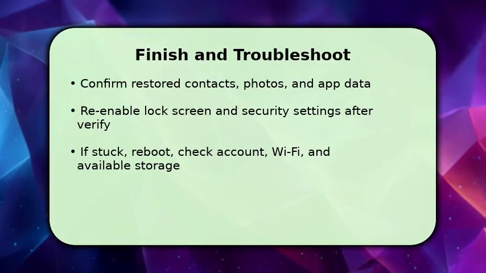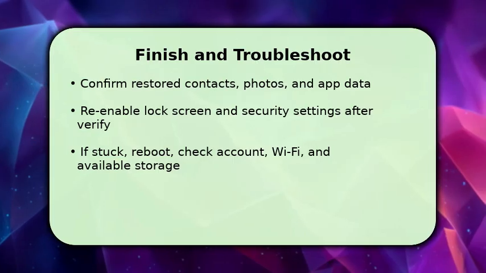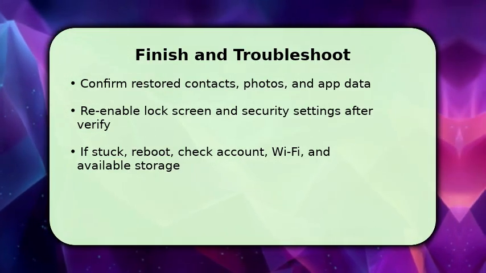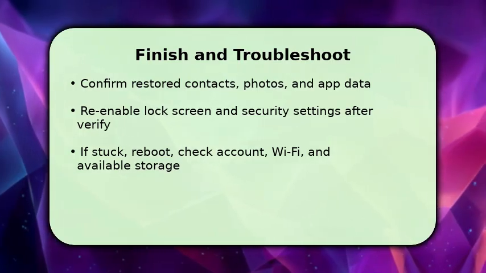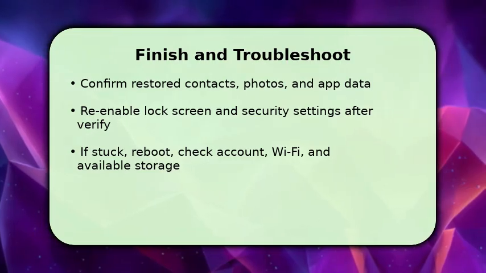You finish by verifying key items, open contacts, photos, and a few apps to confirm their data. Once satisfied, re-enable your PIN or biometric locks if they were temporarily relaxed. This secures your device. Update Google Play and apps to resolve compatibility issues.